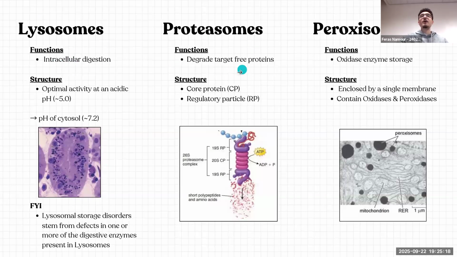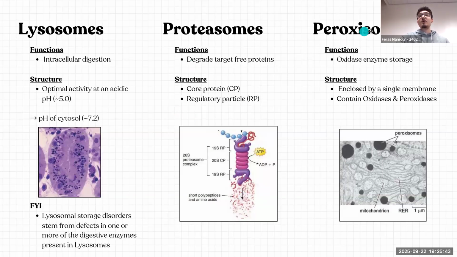Proteasomes, similar to this, but more specific. We're going to degrade target proteins. Again, I made a protein. I'm done with that protein. I don't want it anymore, and I don't want to store it. So I'm going to tag that protein, and then I'm going to call out to a proteasome to come and degrade this protein. How is it structured? We have a core protein and a regulatory particle. That's all you need to know for now.